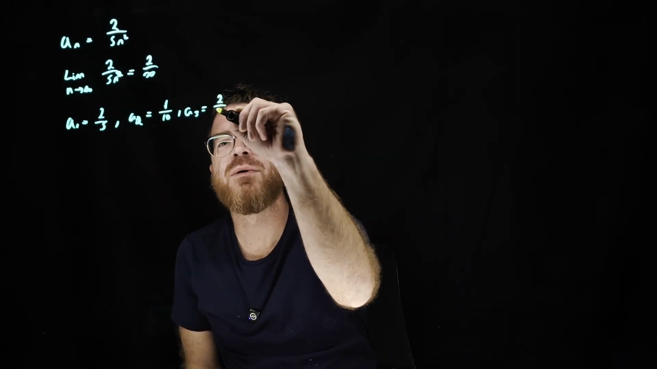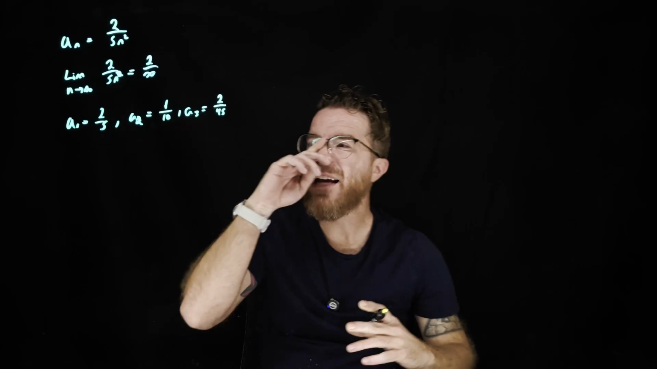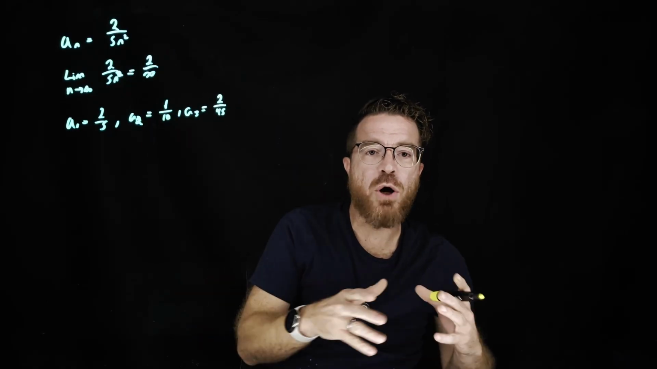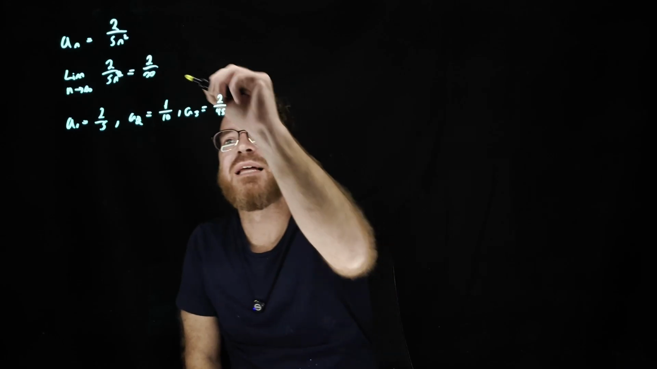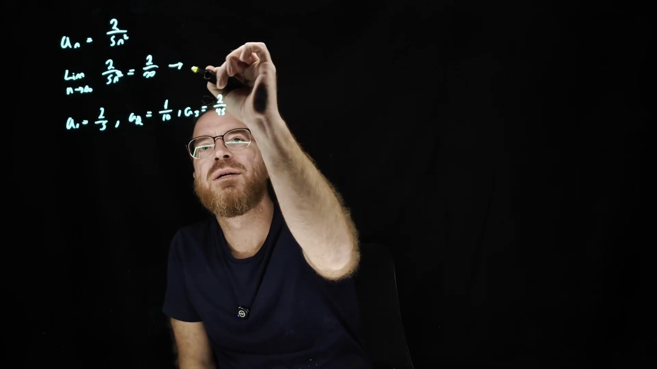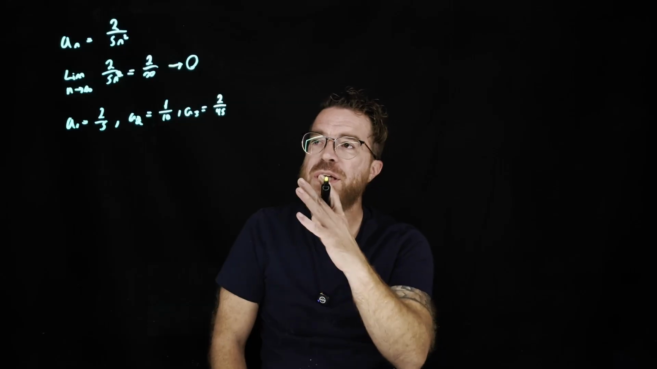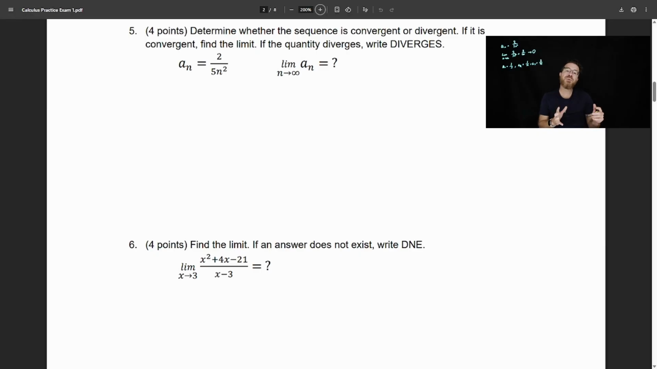So what's happening with our sequence is that as our n gets bigger and bigger, the entire fraction is getting smaller and smaller and smaller, which means that this is going off to 0 as n goes to infinity. So it's converging at 0. So now what we're going to be doing is we're going to be looking at some limits to see if they exist and what the limit is when we evaluate it.